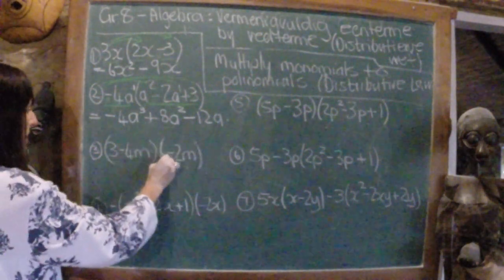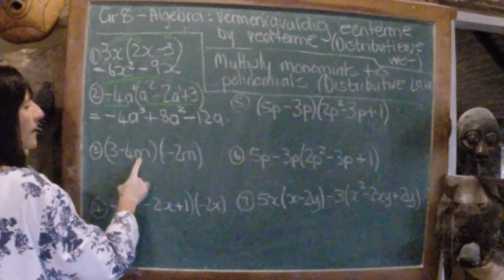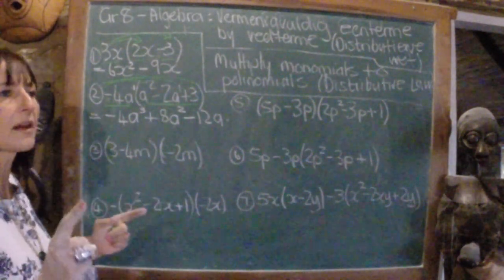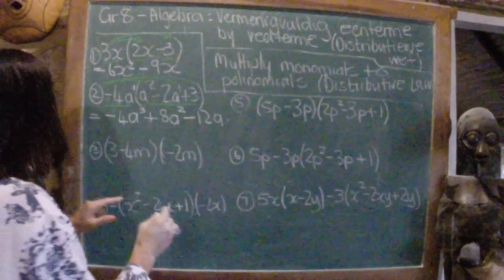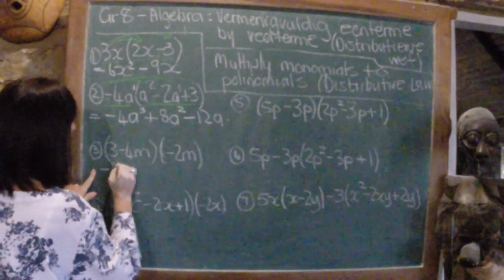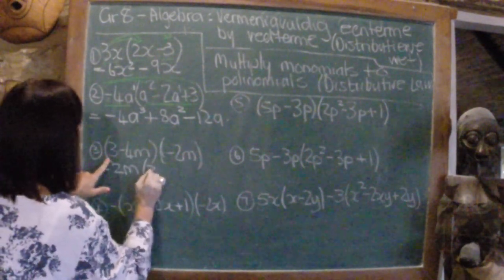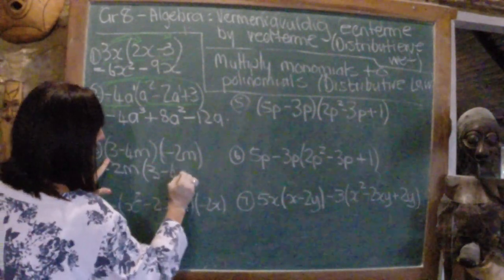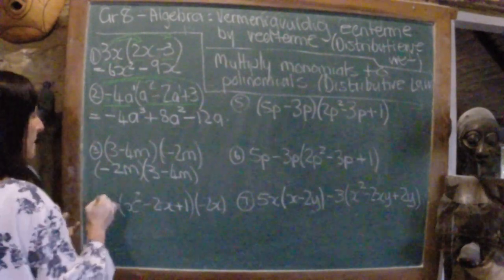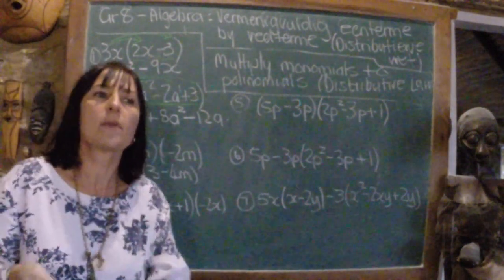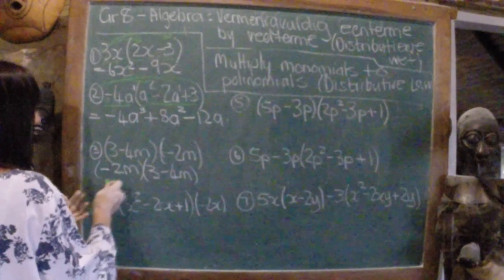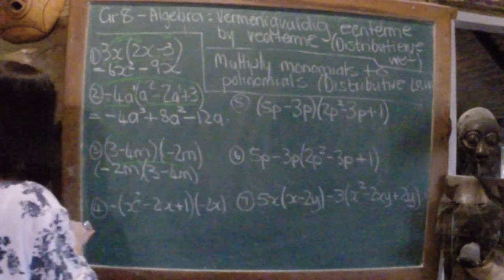This one, see, ek het 'n tweeterm maal met 'n eenterm. Let's rewrite it. Let's switch it. Always the monomial first. Altyd my eenterm eerste. So we can simply switch it around. That's legal. 2 maal 3 en 3 maal 2 is dieselfde ding. So let's do the arrow method.